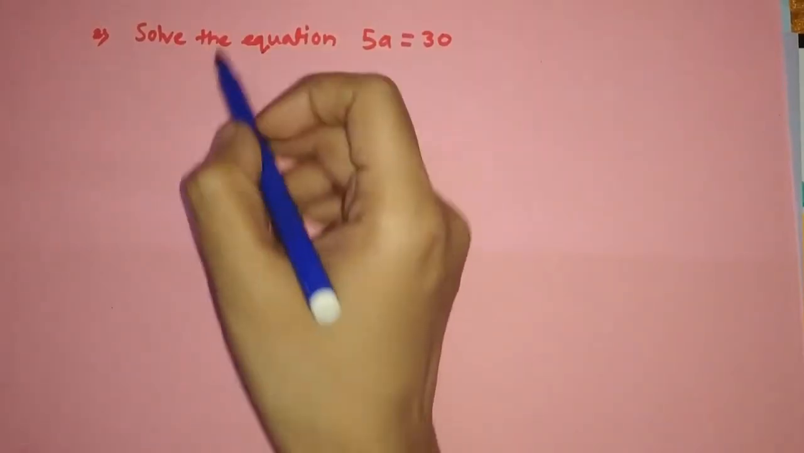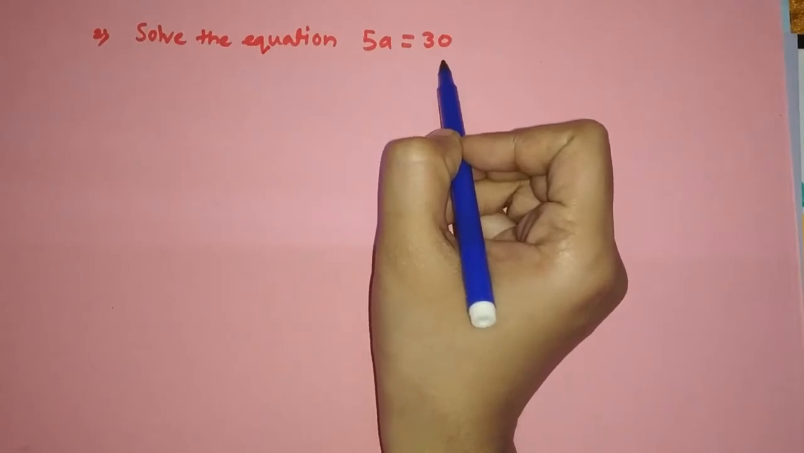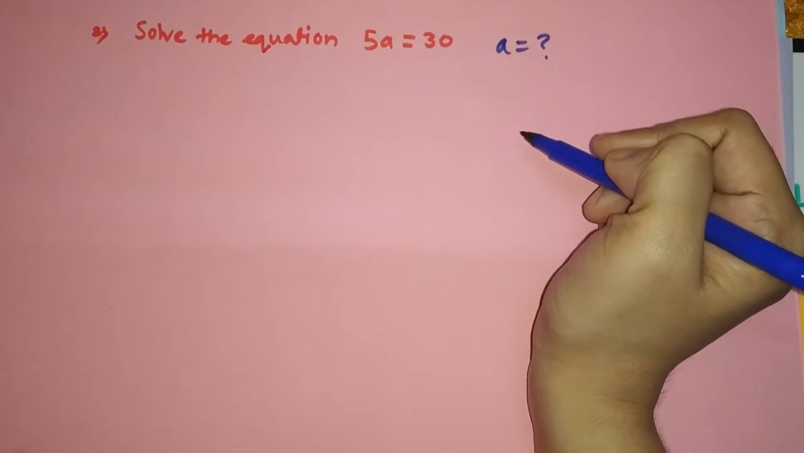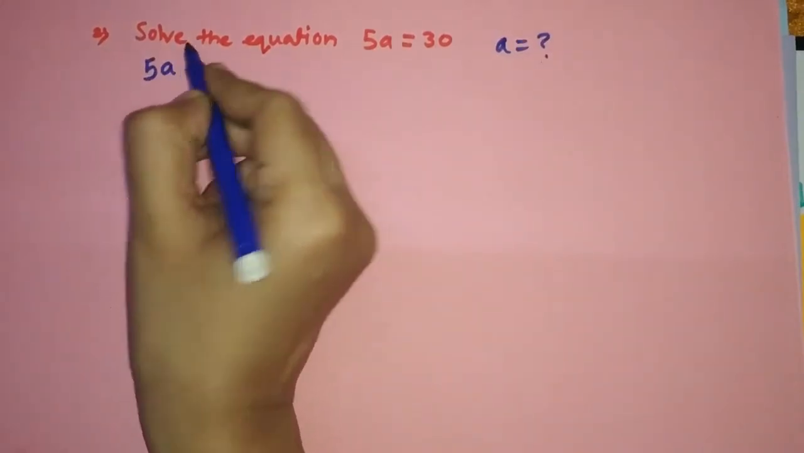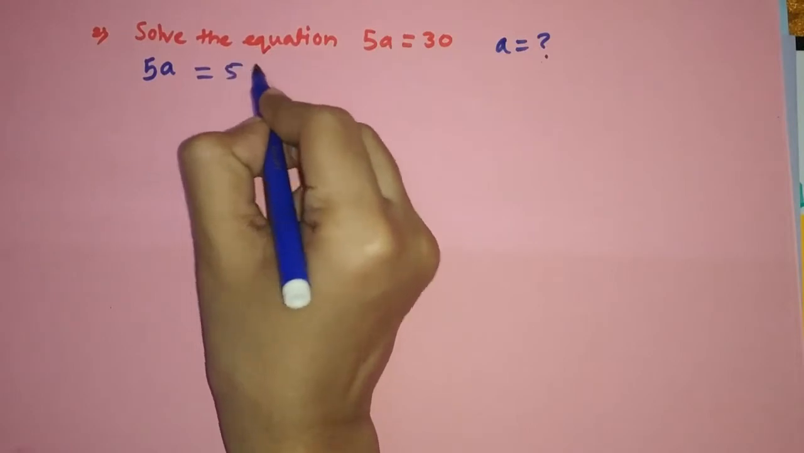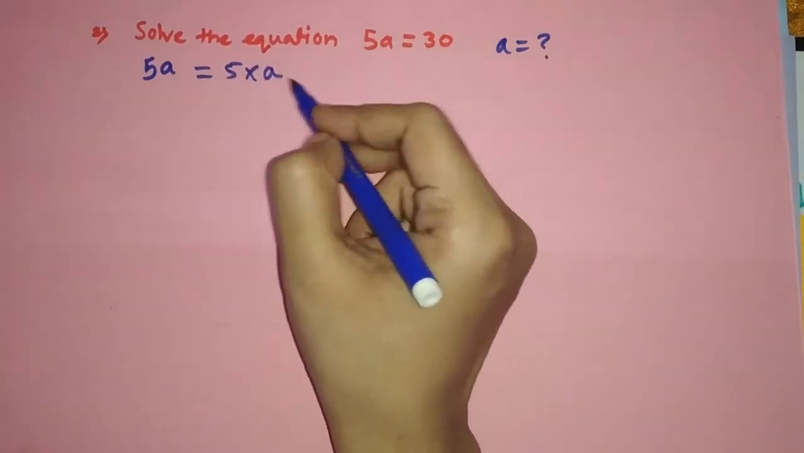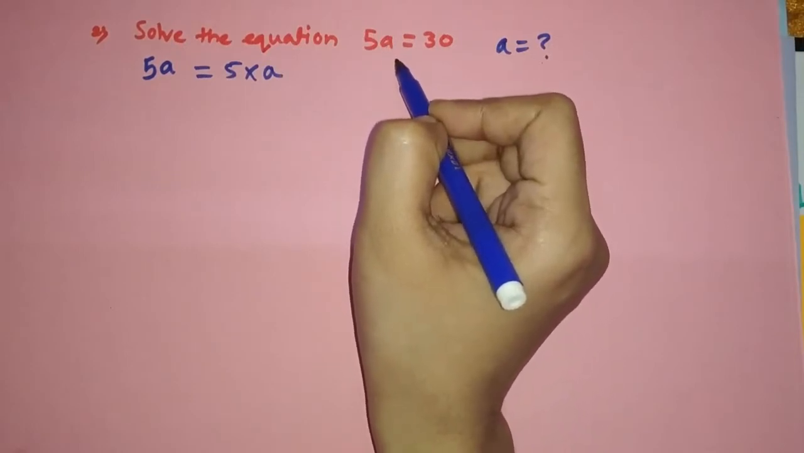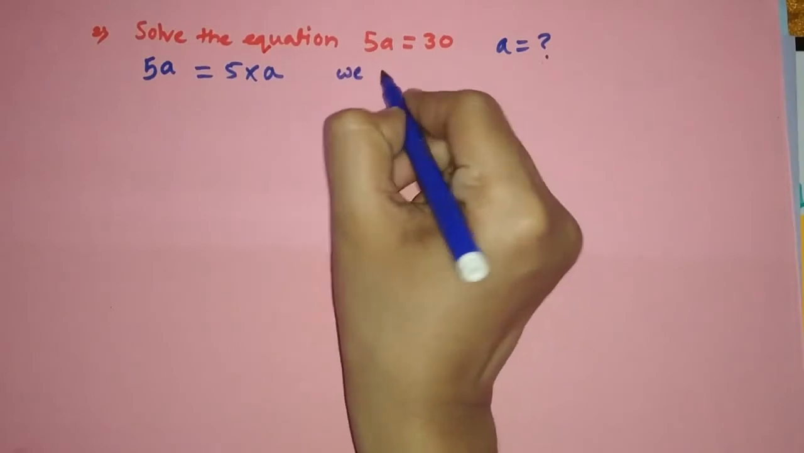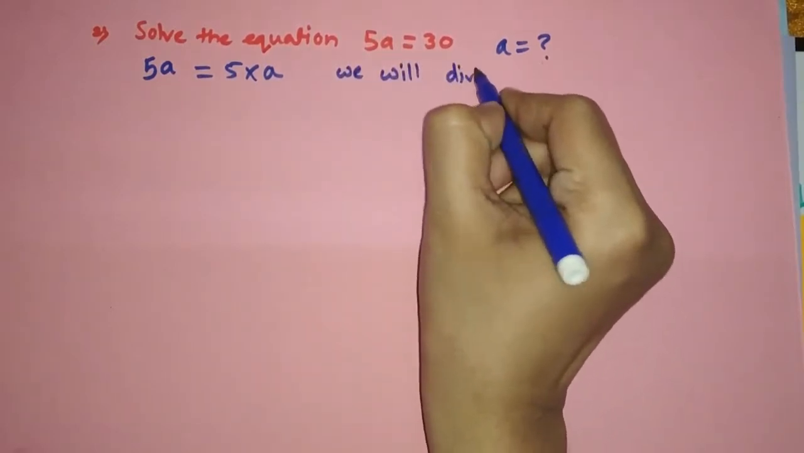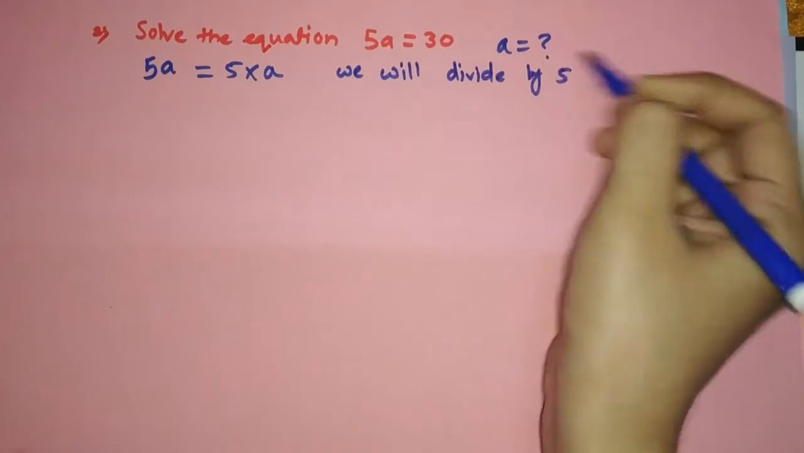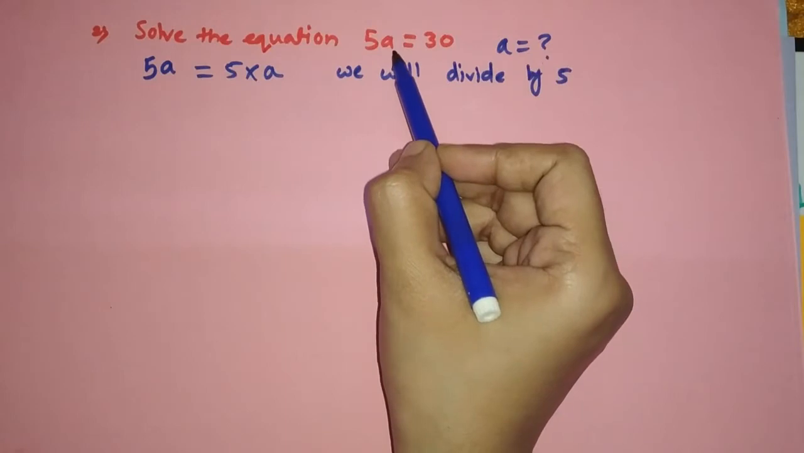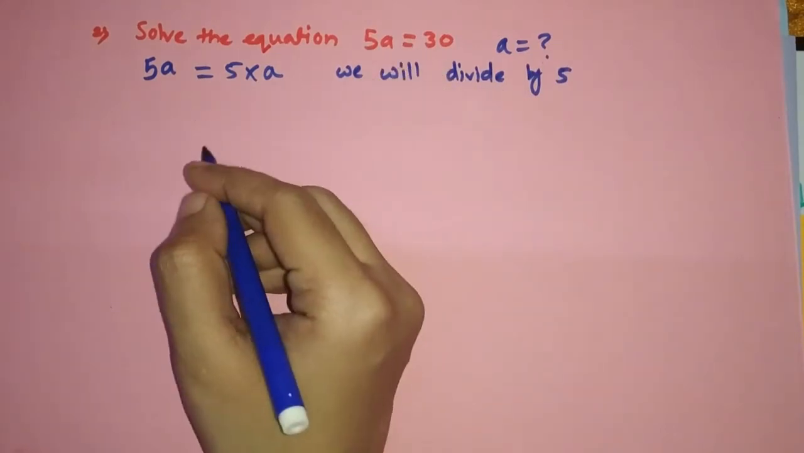So now friends, let's start solving the equation 5a is equal to 30. And here you need to find the value of the variable a. Since we have 5a, and 5a means 5 into a, we want only a to be left on the left hand side. It means we will have to divide. We will divide it by 5. Why am I going to divide by 5? Because I want just a to remain on the left hand side so that I get the value of a. So I will perform it.